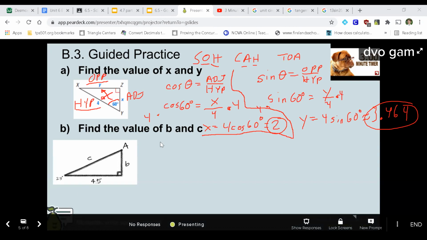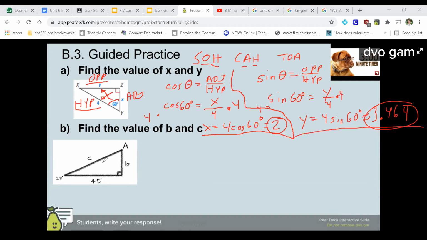All right. Do we have questions about that? Then I'm going to give you 3 minutes. Try to do problem B here. Find the value of B and C for this right triangle, given an angle of 23 degrees and this side length of 4.5.